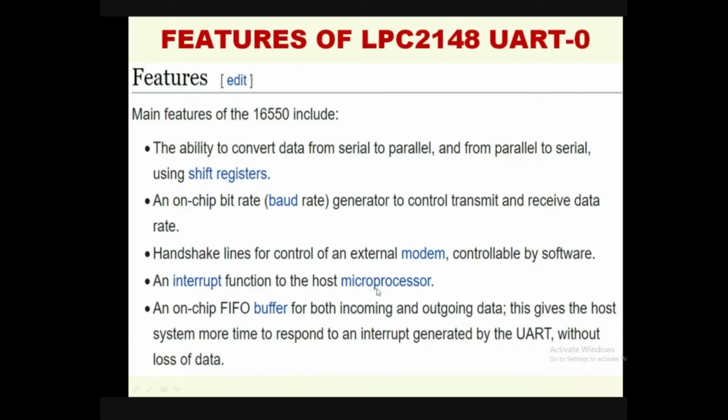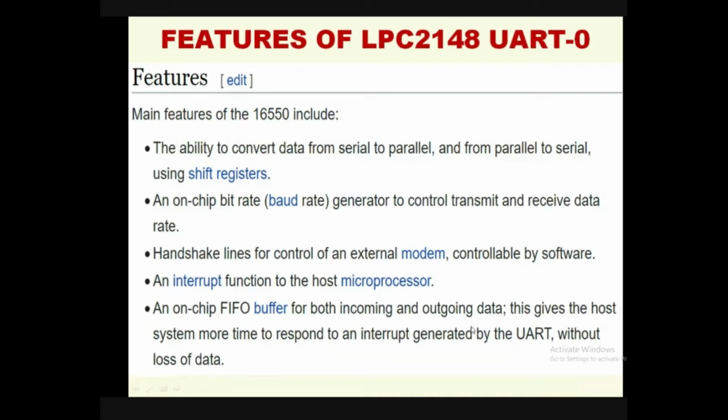So we have to interrupt the microprocessor that data is ready to be transmitted or the transmitter is empty. To notify the microprocessor, we need to set a flag or create an interrupt. And there is a need for an on-chip first-in, first-out buffer for both incoming and outgoing data. This is very important, because the buffers will reduce the loss of data. The transmit buffers and receive buffers reduce the loss of data. Hence, buffers are mandatory inside the microcontroller.